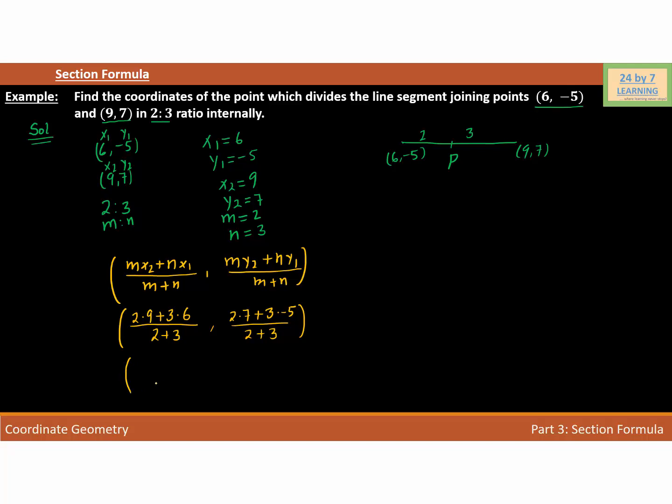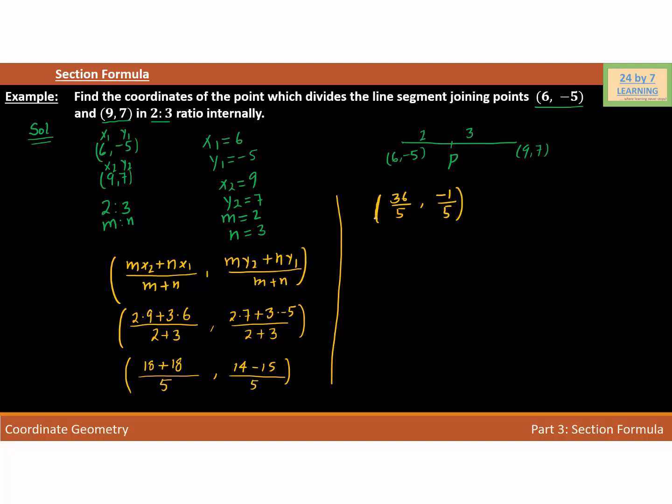Now let's simplify further, and if I do that, I will write 2 plus 3 is 5, and then in the numerator I have 2 times 9 is 18, plus 3 times 6 is also 18. Now let's write the coordinate of y. So 2 plus 3 is again 5, 2 times 7 is 14, and then 3 times -5 is -15. Now let's simplify further. So 18 plus 18 is 36, so I will write 36 over 5, comma, 14 minus 15 is -1, so I will write -1 over 5.